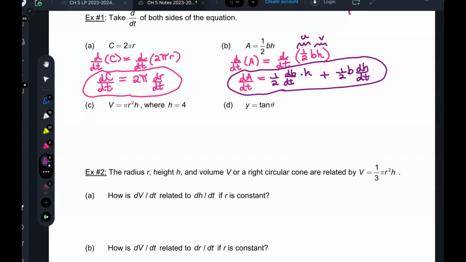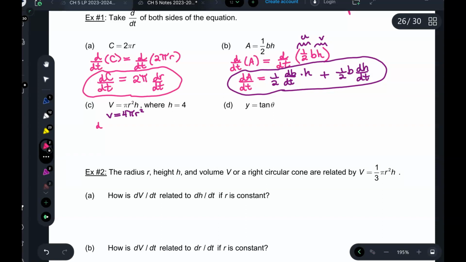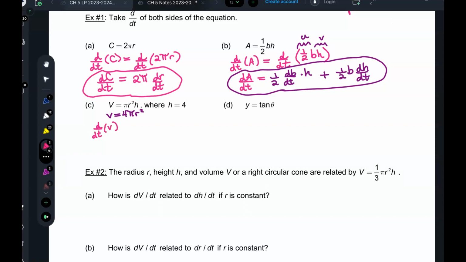V equals pi r squared times the height. But they actually gave us the height, which is going to be 4. So before I do my derivative, since I know h is 4, I'm going to plug that in. So I'm going to make that 4 pi r squared. If I already know one of my values, I plug it in first and then do the derivative.